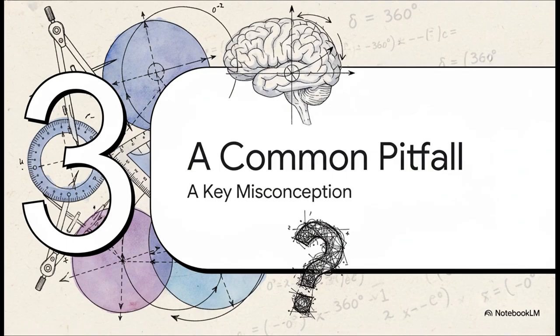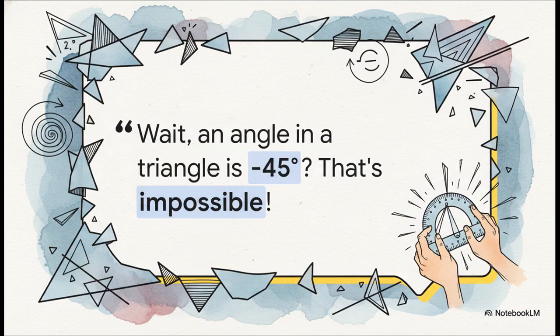Now that we're getting the hang of this, we've got to talk about a really common mistake. It's a mental trap that so many people fall into when they first see these negative angles. This is exactly what happens. You're working on a problem and an answer pops out as like -45 degrees. And your first reaction is probably panic, right? You think, wait a minute, that's impossible. The math must be wrong.